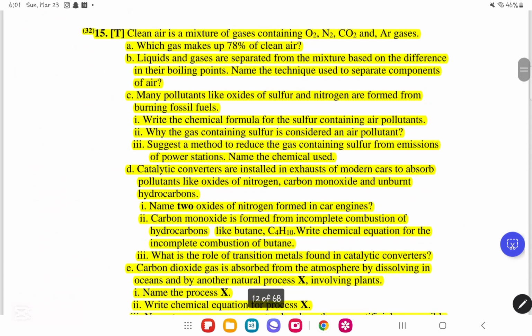We move on to question number 15. They told us clean air is a mixture of gases containing O2, N2, CO2, and Ar, which is the noble gases. 78% of this clean air is nitrogen gas, okay? Liquids and gases are separated from the mixture based on the difference in their boiling points. Always, whenever you see based on the difference of boiling points, you will know that this is fractional distillation. Always keep it in mind. Whenever you see the difference in their boiling points, this process is fractional distillation.